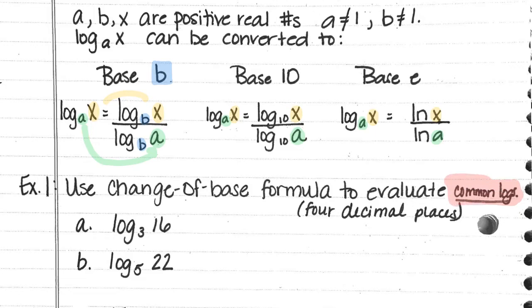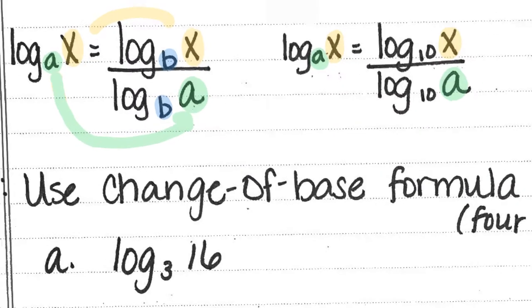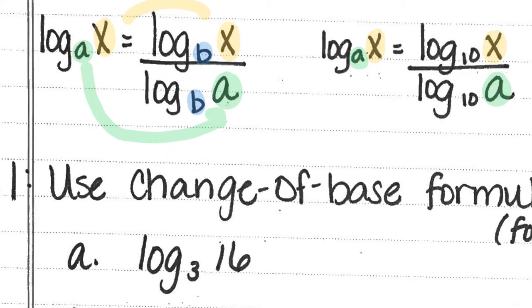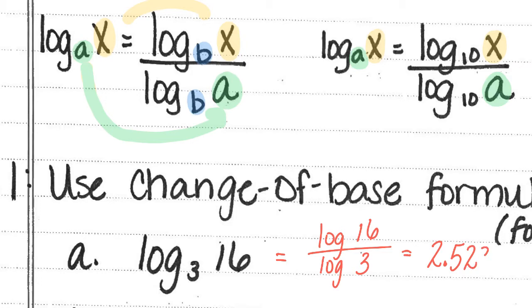So notice the first one says log base 3 of 16. Well, I'm going to rewrite this, and I could use any base. So I'm just going to use log base 10 of 16 over log base 10 of 3. And when I put this in my calculator, I get 2.5237. In my book, it tells me to round to 4 decimal places.